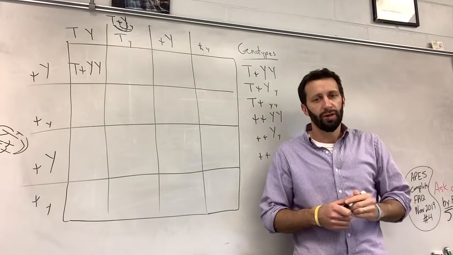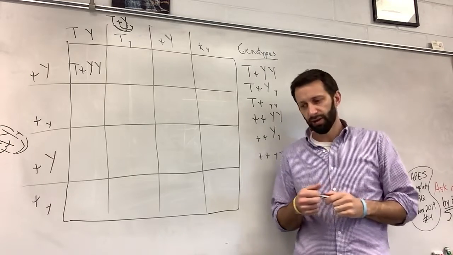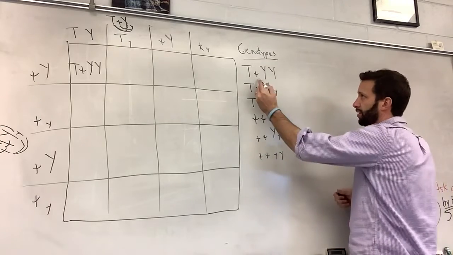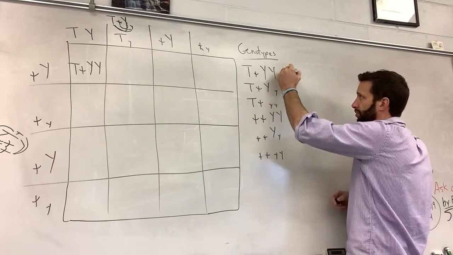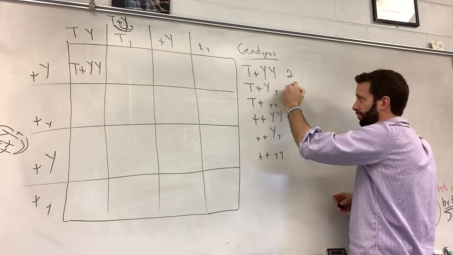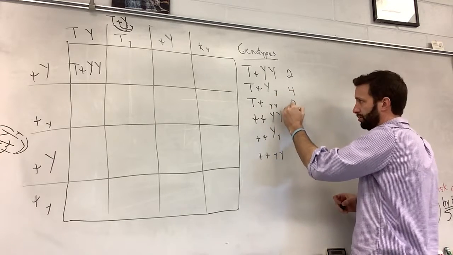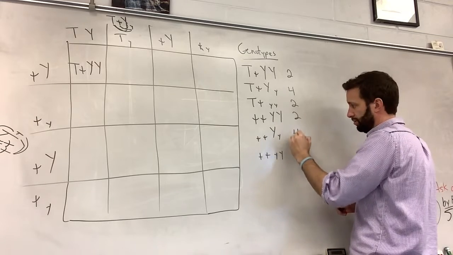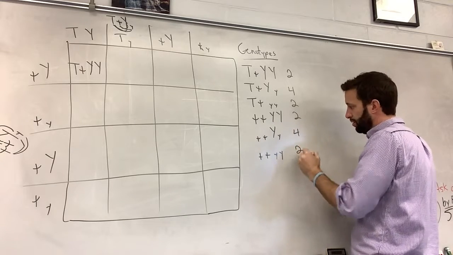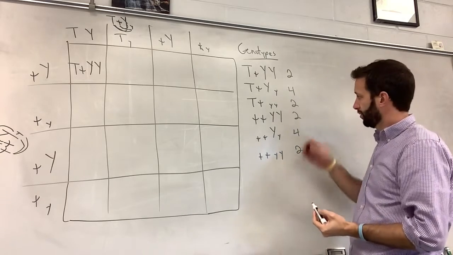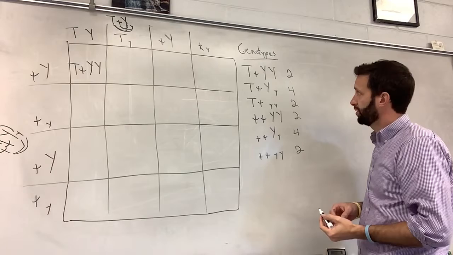So, now that we have that, how many of these did you have? 2? These? 4. How many? 4. These guys? 2. These guys? 2, 3. These guys? 4. These guys? 2. Okay, so that's our genotypic ratio. Just listing them out, you could reduce that down, but that's a genotypic ratio.